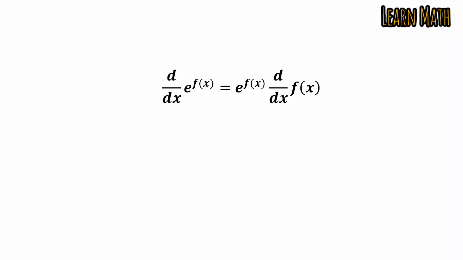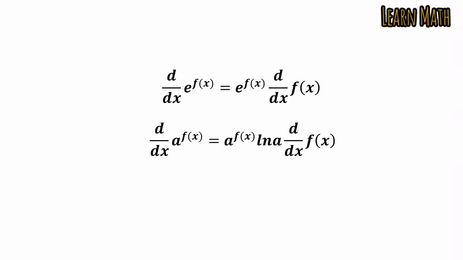Now if an exponential power function is given, we can write in the form of d by dx e power f of x is equal to e power f of x, then again take the derivative of the function f of x. Similarly, d by dx a power f of x is equal to a power f of x natural log a, then again take the derivative of the function f of x.